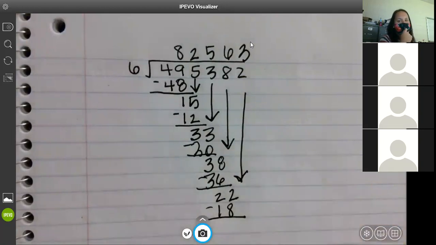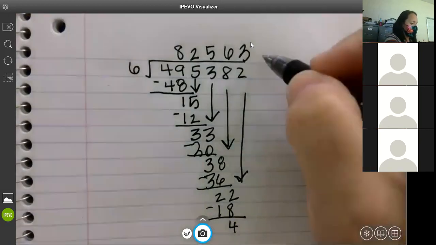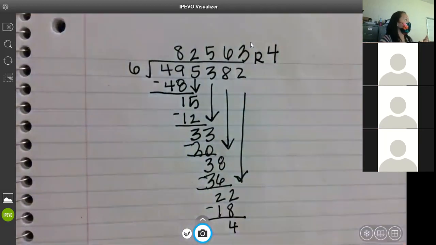We don't want to do a decimal. What did you write when you were little? A remainder. Yes, a remainder. So 22 minus 18 is 4. So you put R4, right? Does everybody remember that?